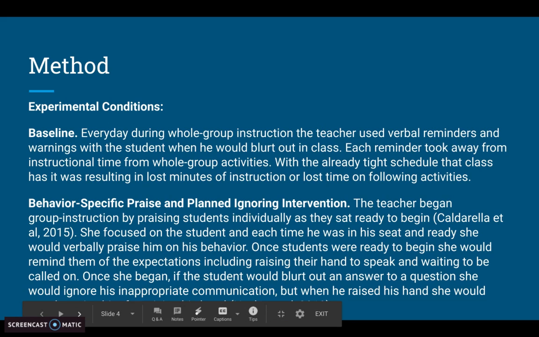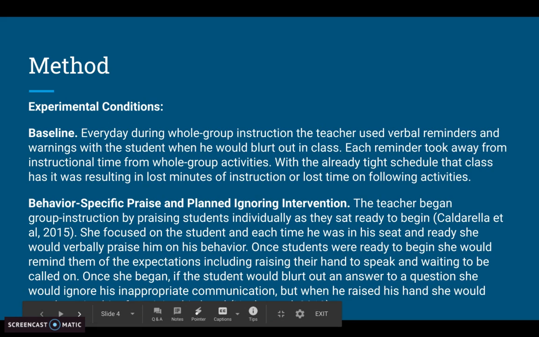During baseline data collection, every day before whole group began, the teacher would instruct the students to sit down and get ready for whole group. She would remind students that when they needed to speak, they needed to raise their hand. Every day, the teacher had to use several verbal reminders and warnings with the student when he would blurt out in class. Each reminder took away from valuable instruction time. With the already tight schedule that the class has, it was resulting in lost minutes of instruction or pushing back other activities during the day.